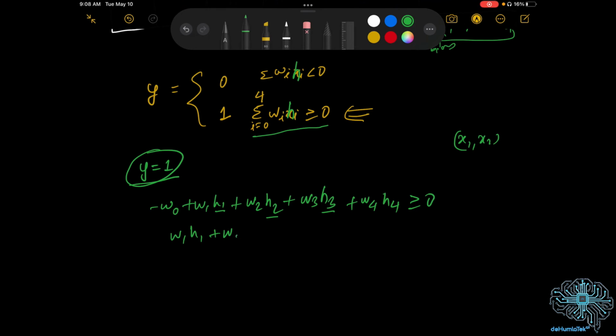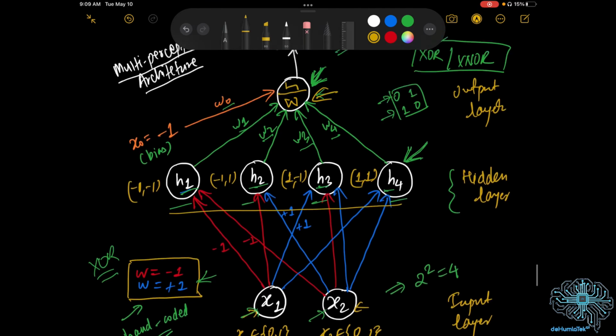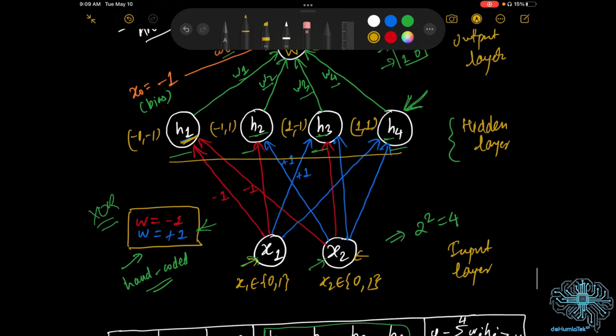Okay, so similarly, I'm rearranging this equation. W3 H3 plus W4 H4 is greater than or equal to W0. Okay, so what is H1? This H1 fires only when both X1 and X2 have the weight of -1. So here H1 would be negative X1, and this is the summation.